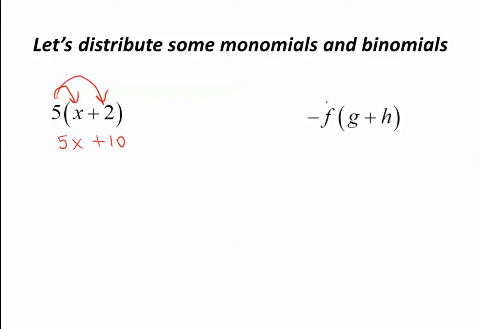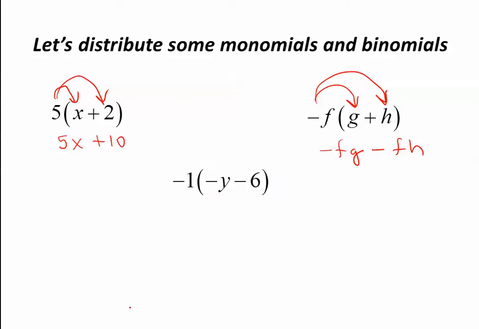Okay, let's distribute some monomials and binomials. Okay, so remember, 5 could be a monomial, and x plus 2 is a binomial. So we're going to use the distributive property to simplify this. So 5 times x and 5 times 2, so we end up with 5x plus 10. Let's try another one. In this case, I have a negative monomial outside of the parentheses. So I'm going to multiply negative f times g and negative f times h. So I get negative fg minus fh.